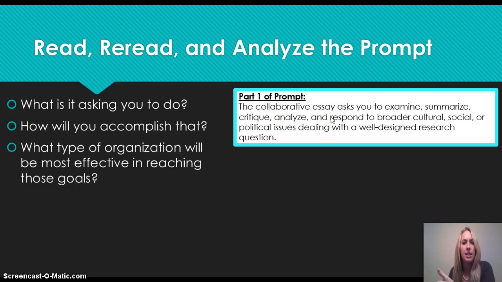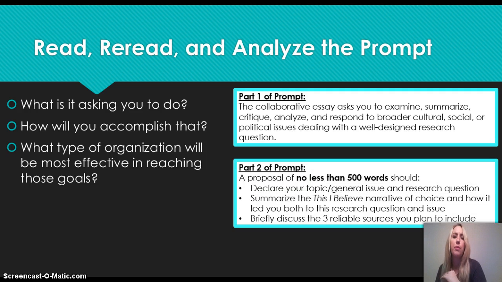So we know what it's asking you to do for the general essay. For the actual proposal, it asks you to write a proposal of no less than 500 words. So this should be about 2 pages long. And in those 2 pages, you need to include these 3 things. You need to declare your topic and general issue in the research question. You need to summarize the "this I believe" narrative that you're going to use as a jumping off point and how it led you to this research question and issue. And then you need to briefly discuss the 3 reliable sources that you plan to include.